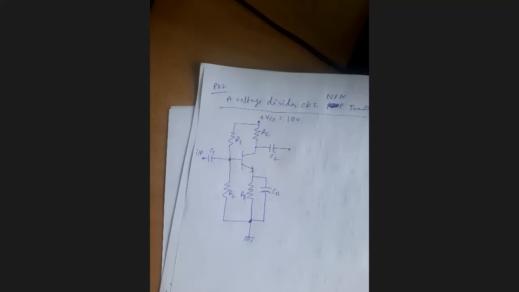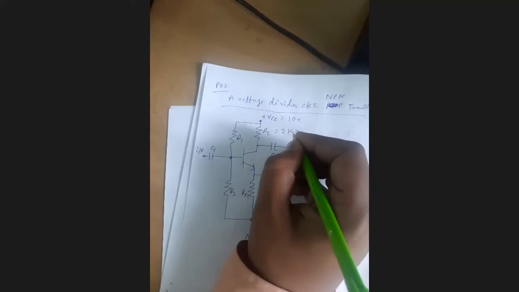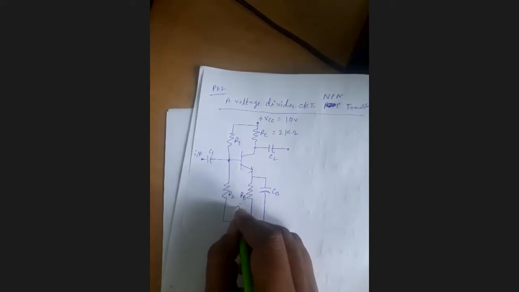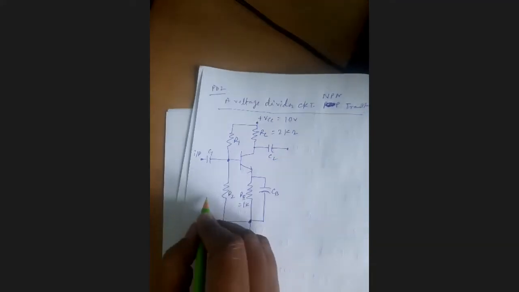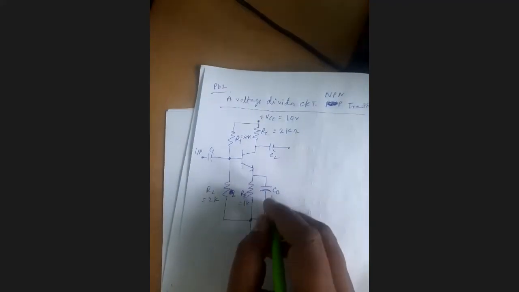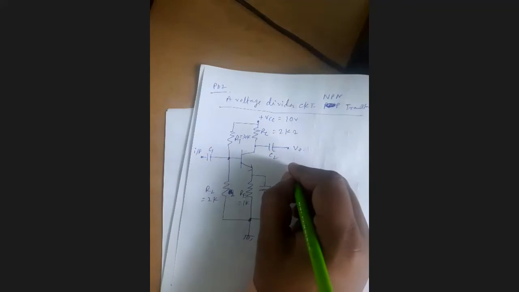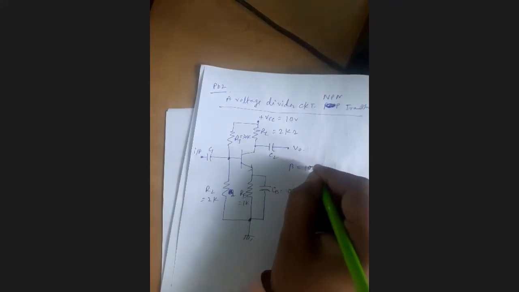VCC equals 10 volts, RC equals 2 kilo ohm, RE equals 1 kilo ohm, R2 equals 2 kilo ohm, R1 equals 30 kilo ohm. The bypass capacitor value is 0.001 microfarad, this is the output voltage, and beta equals 100.